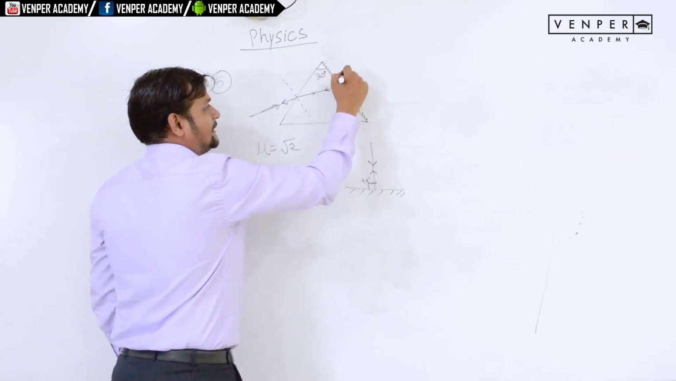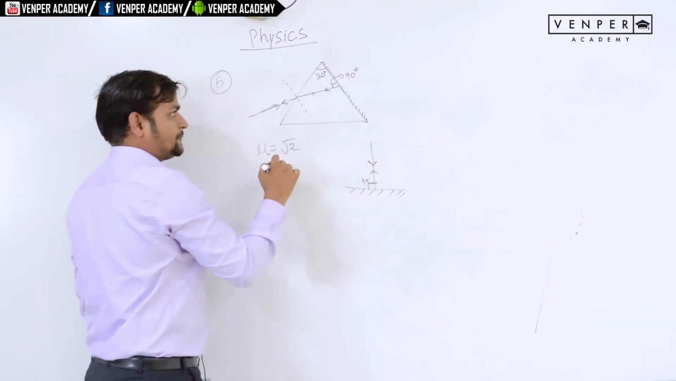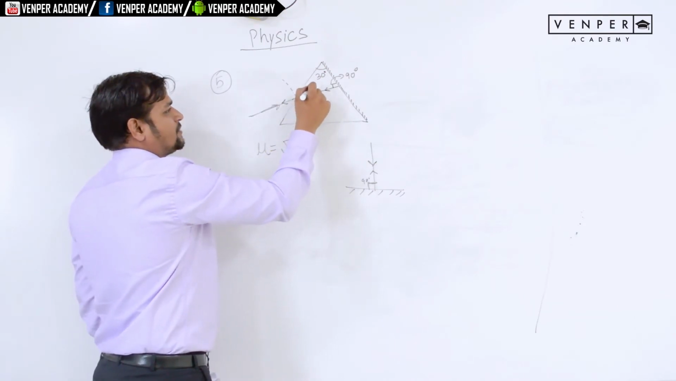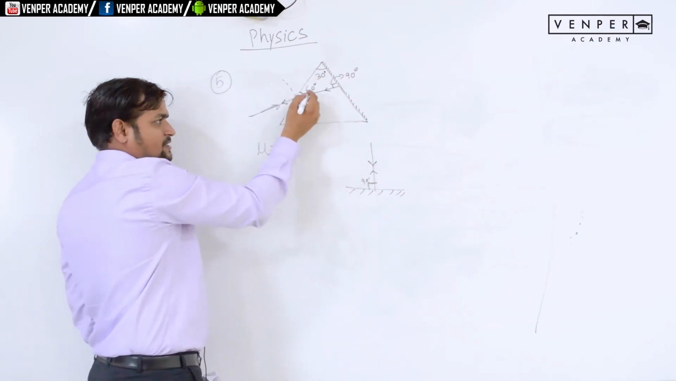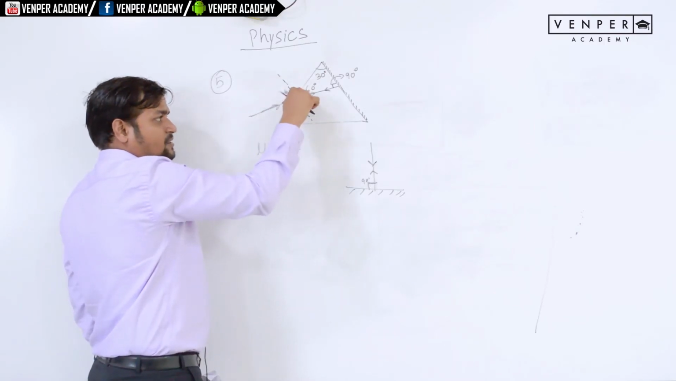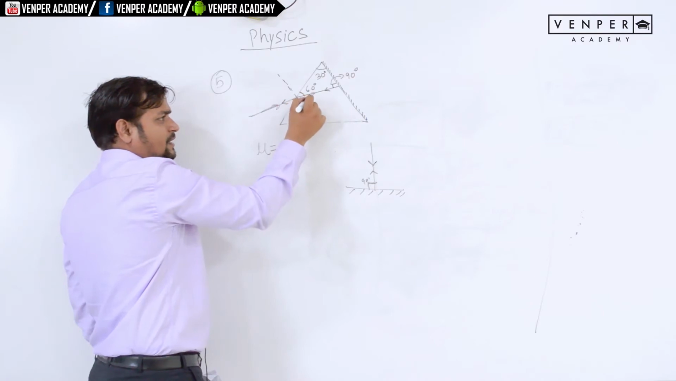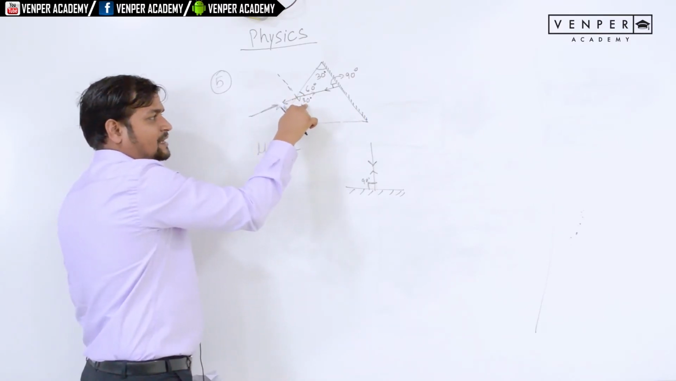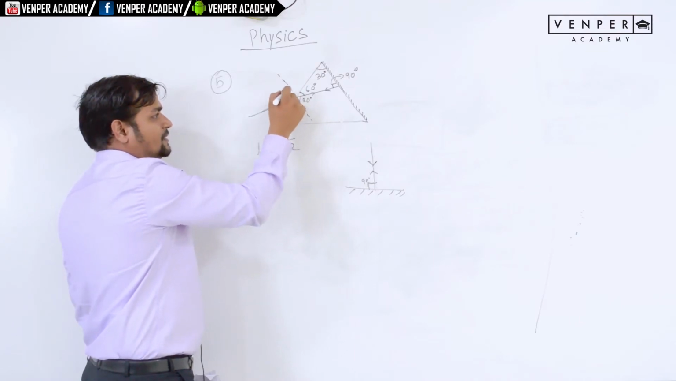So if this angle is 90 degree, and this angle is 30 degree, you can say that this angle is 60 degree. If this is 60 degree, this is your normal, so you can say that this angle is 30 degree. Clear? Okay. So when this angle is 30 degree, you have to find this I.